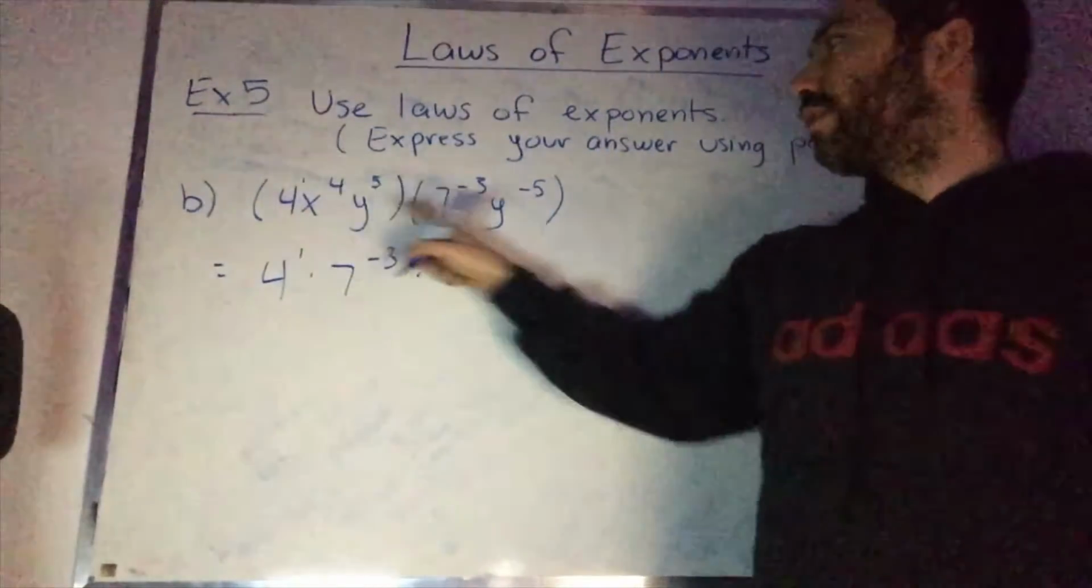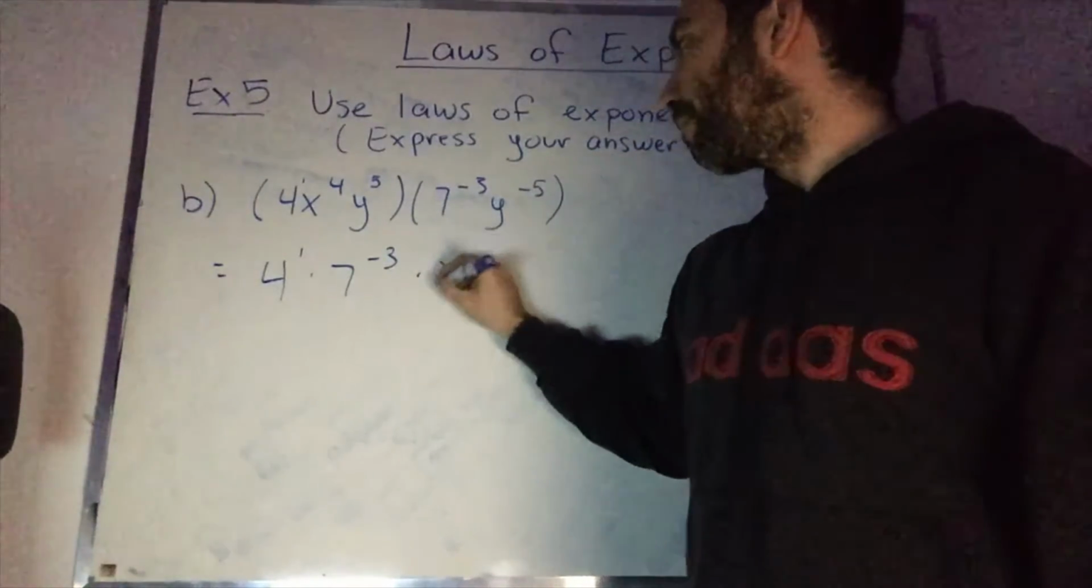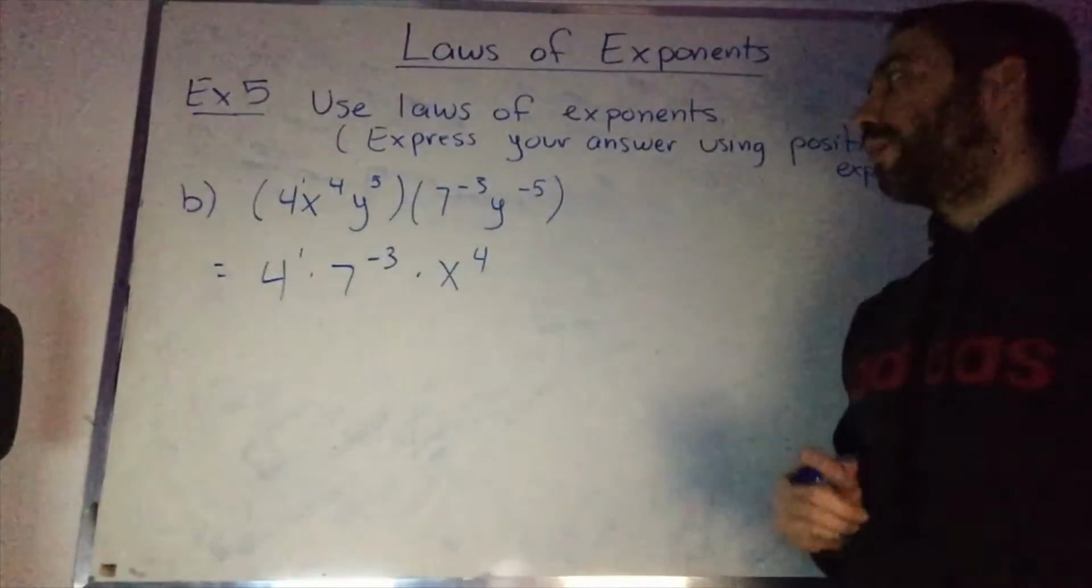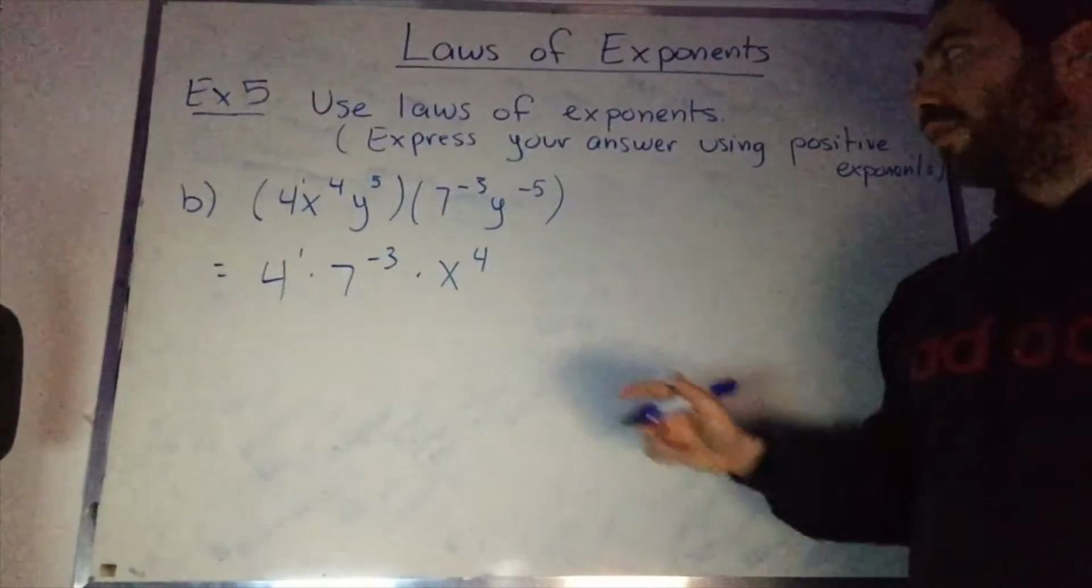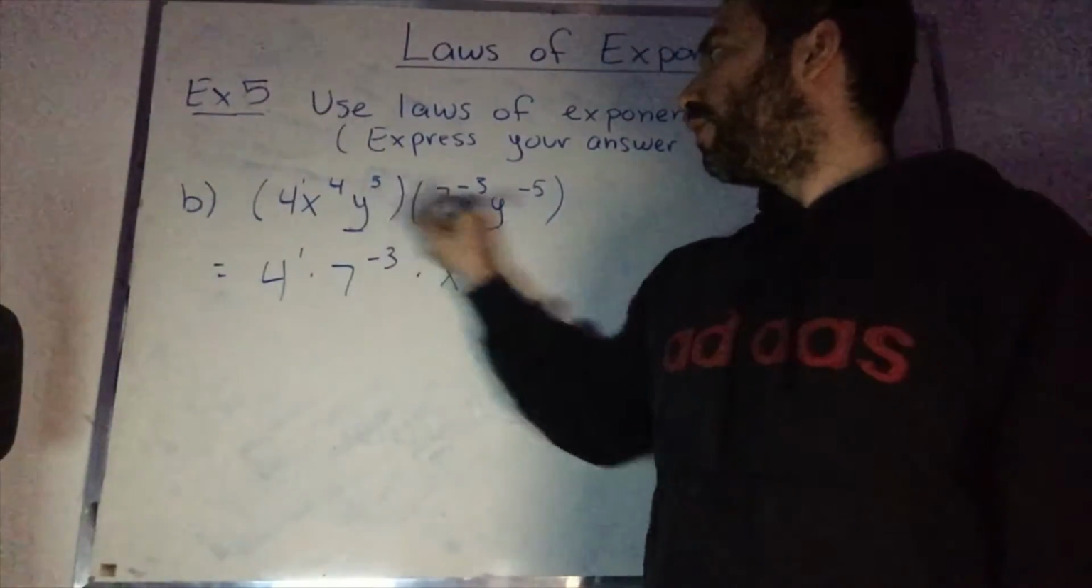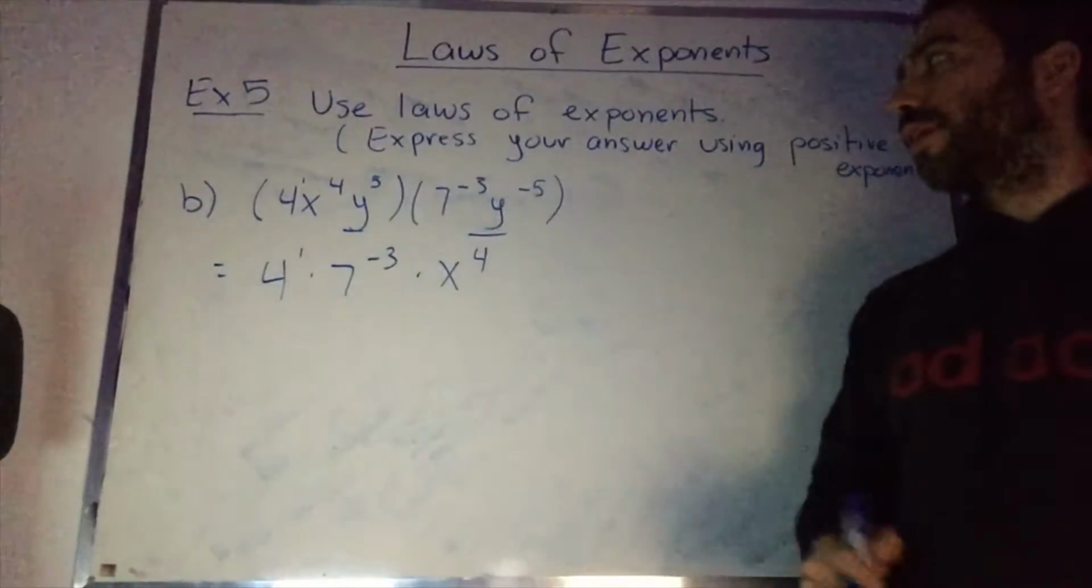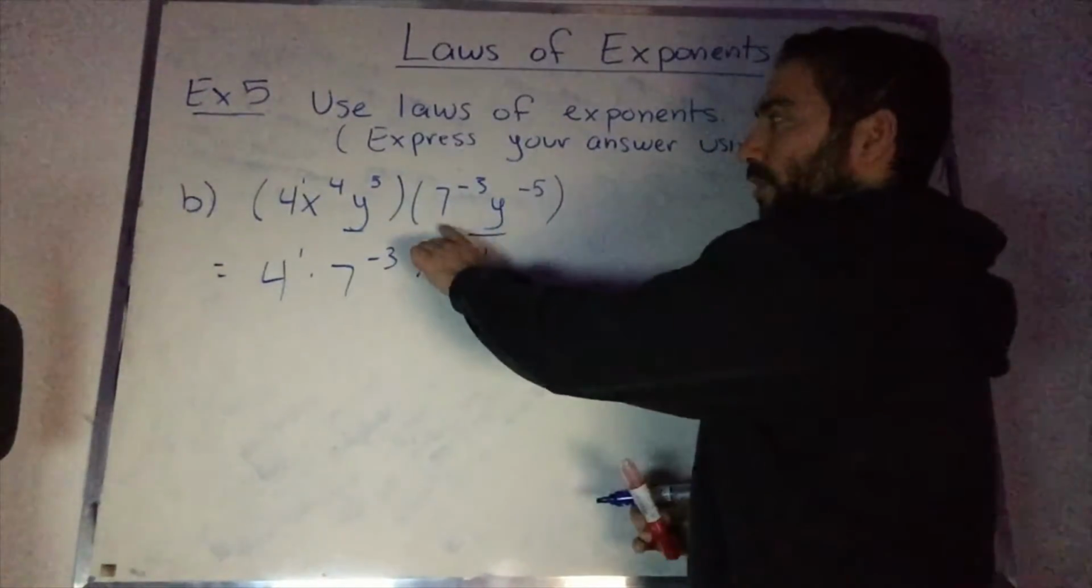There's an x over here, so let's ignore the x's because there are no other x's. We'll just put them over there. Then we have y to the 5 times y to the negative 5. So here, since the y's are the same, you could add their exponents because they're multiplying. And notice that I brought the 7 to the negative 3 in the front.